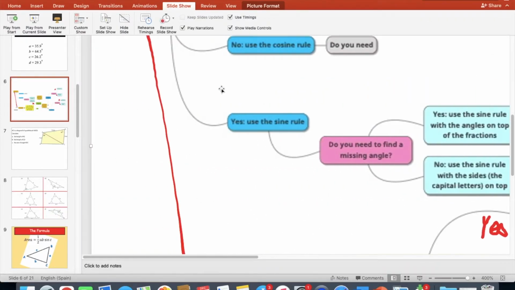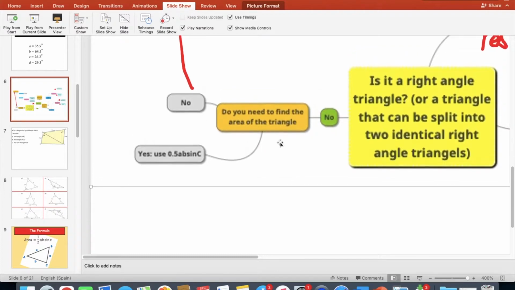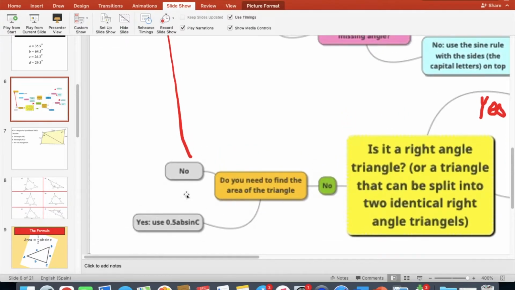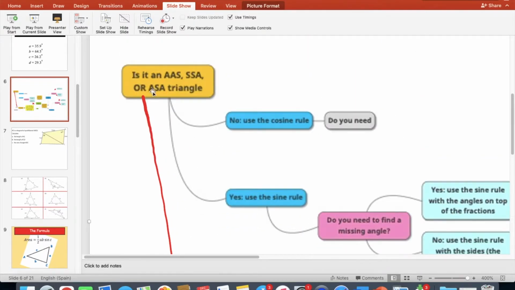Continuing on then, we're going to talk about why we would use the sine and the cosine rule. If you need to find the area of the triangle, we need to use this rule, which we're going to talk about later in the video. But if you don't, we are going to decide, is it an AAS, SSA or ASA triangle? If it is, we are going to use the sine rule. If it isn't, we're going to use the cosine rule.